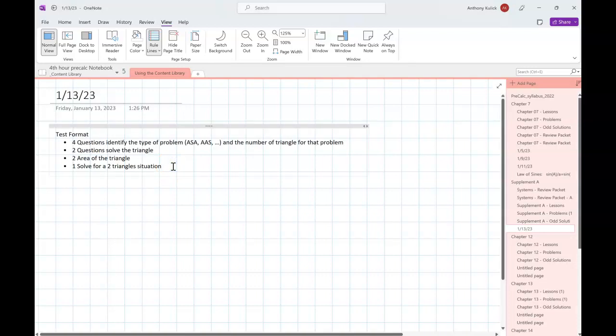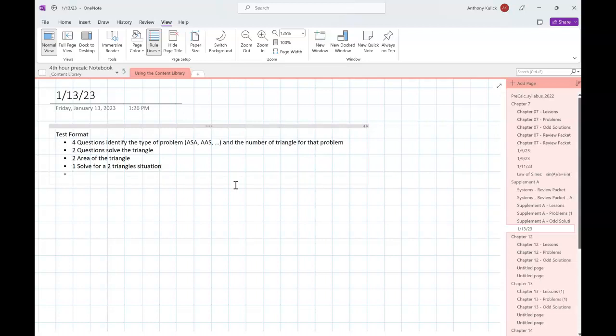So last time we talked about the test format. I neglected to mention two things. So I'll give you the law of sines, law of cosines, and the area formulas for the test. And then you can make a half sheet of notes for the test.